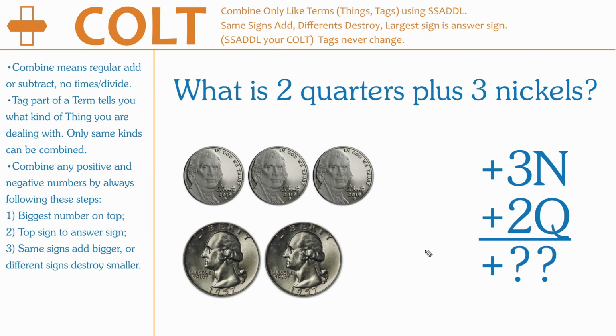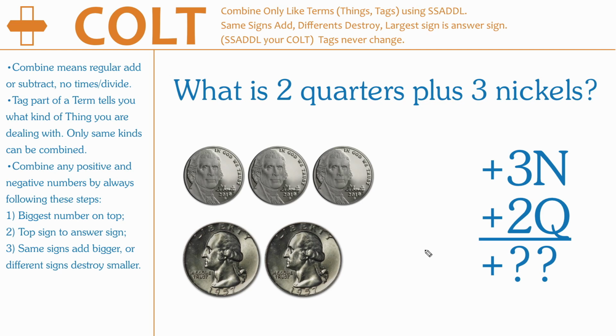Combine only like terms or things or tags. Why? Let me ask you a question so that I can show you that you already have a sense of why that is true. What is 2 quarters plus 3 nickels? I will bet your answer is 65 cents. Not 65 quarters, not 65 nickels, not 5 quarters, not 5 nickels.